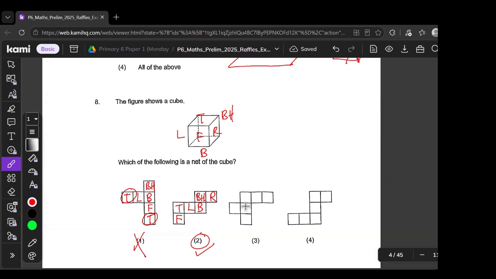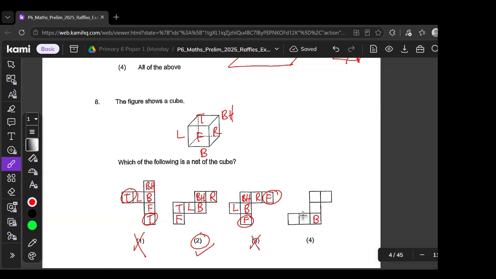How about number 3? Bottom, front. This is the left. This is the behind when you fold outwards. This is the right. And this is the front. So you cannot have two fronts. So out. Next one.